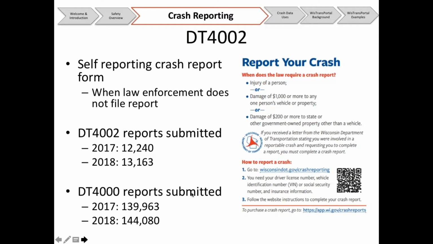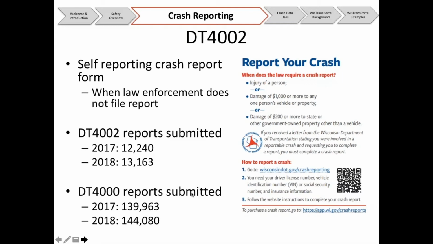What you can see down below here is the reports submitted. For the 4002s in 2017, there was just over 12,000. In 2018, there was just over 13,000. The DT4000 reports that were submitted in 2017, there was about 140,000. In 2018, about 144,000 DT4000s. So while we're going to mostly use the 4000s for our engineering studies, it's also important to know where some of the other data sets are and might be useful to look at.